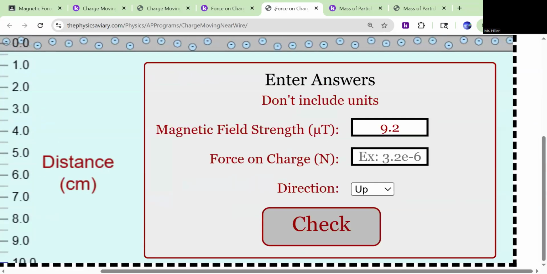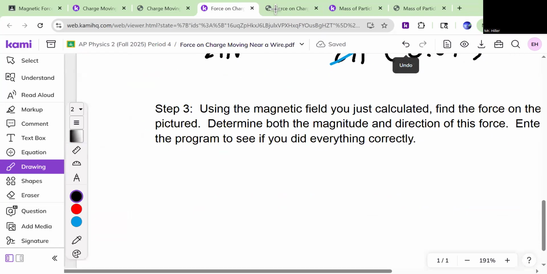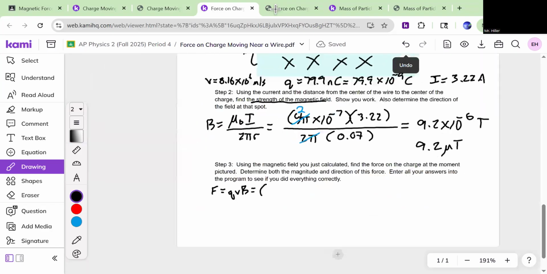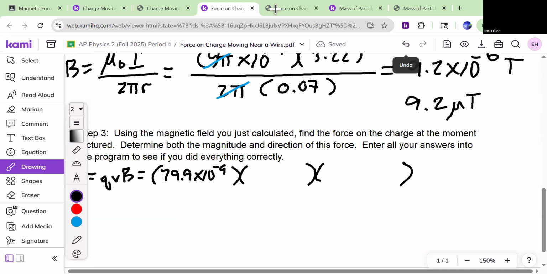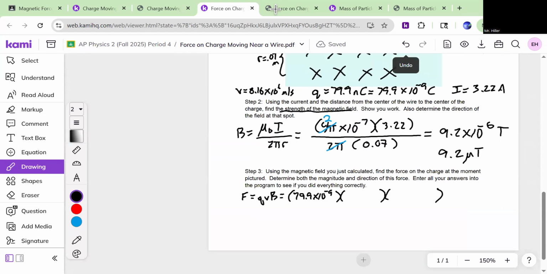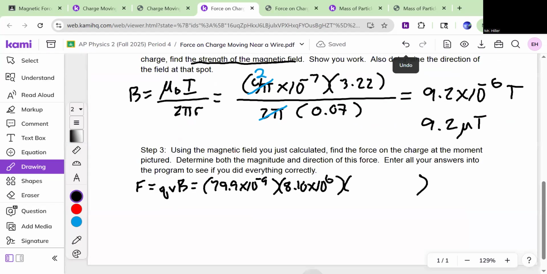Okay, now I've got to calculate the force on the charge. So we're going to go QVB again. I've got my charge, 79.9 times 10 to the negative 9, times the speed, 8.16 times 10 to the 6, times the magnetic field, 9.2 times 10 to the negative 6.